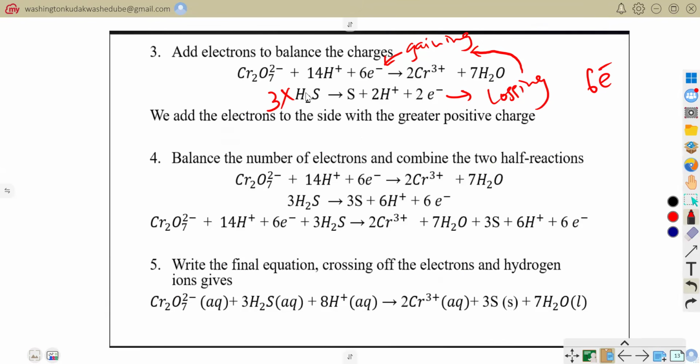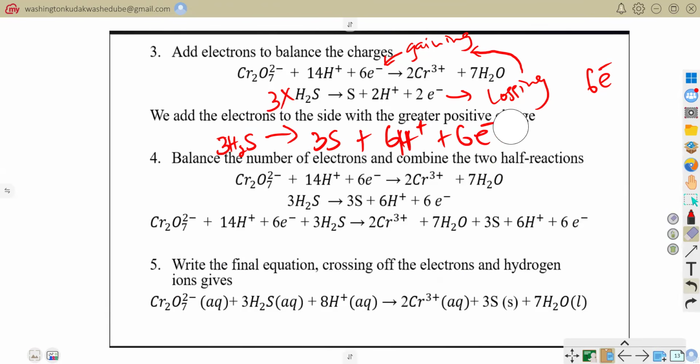So by multiplying that, I would have just come and have what? 3 hydrogen sulfide to form what? 3 sulfur plus 6 hydrogen ions, because if I say 3 times 2 it becomes 6. And then after that I would form 6 electrons. Now it's balanced in terms of number of electrons. And then after that I now need to combine these two. So what would actually happen is this is what you are now seeing here.